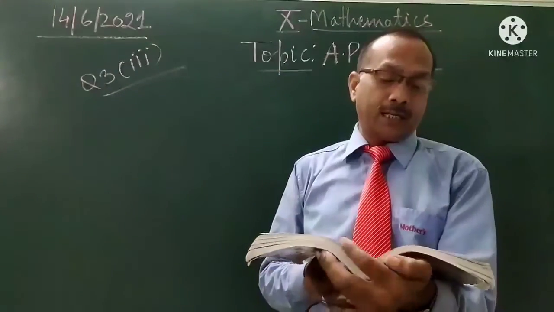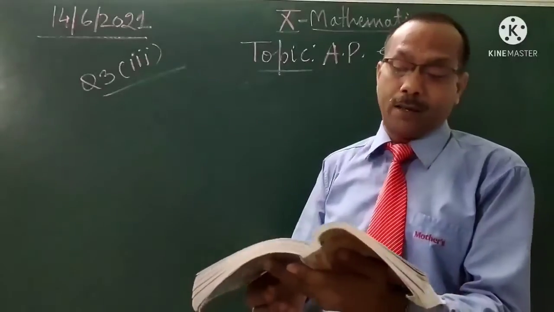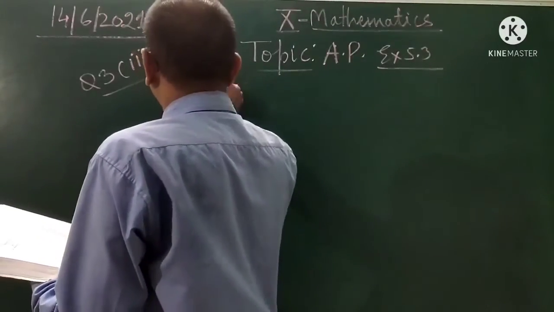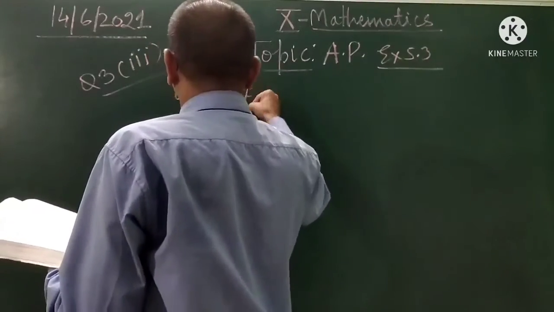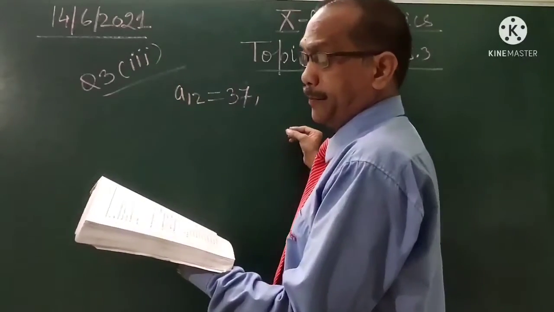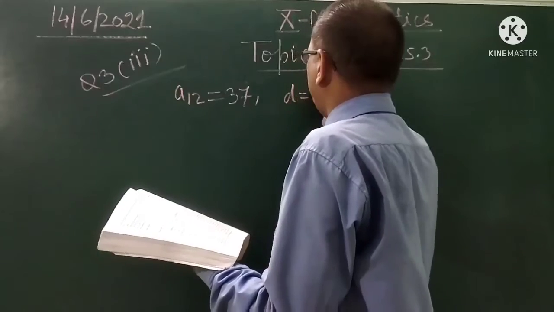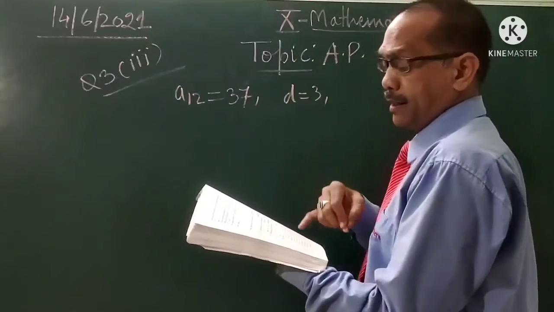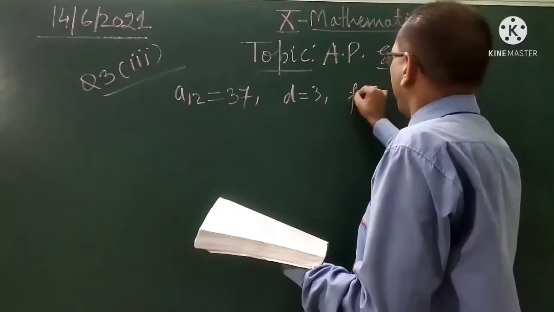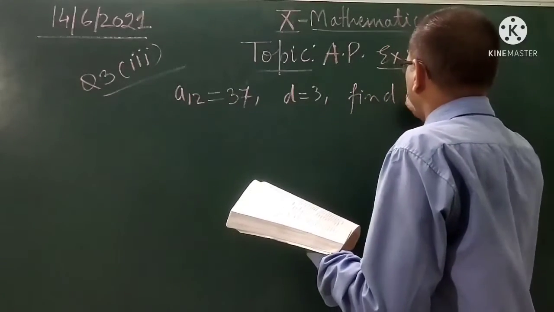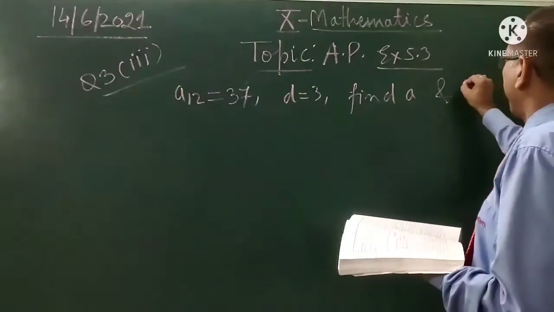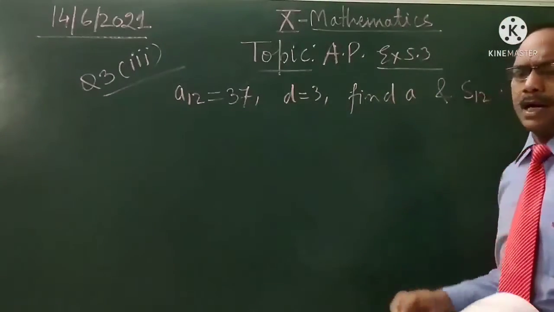In this question, given that A12 is 37 and D equal to 3, find first term A and S12, which means the sum of the 12th term.